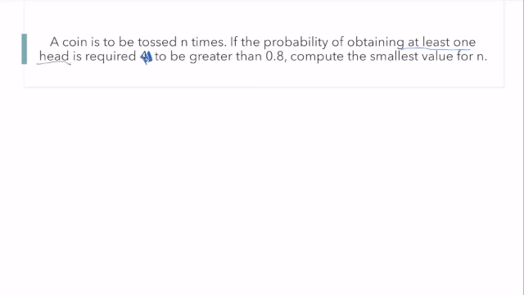So let's say we only tossed one die. Sorry, not a die, a coin. Let's say we only flipped one coin. If I flip one coin, I have two outcomes, heads and tails. So what's the probability of obtaining at least one head? Well, in this case, that probability is going to be 1 out of 2, 2 being the total size of my sample space. So 0.50. Well, 0.50 is still not greater than 0.8, so let's keep going.